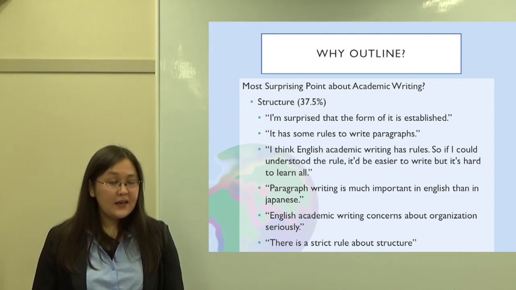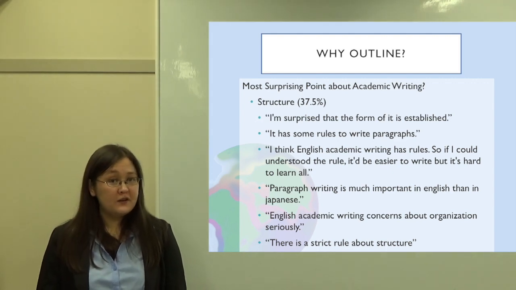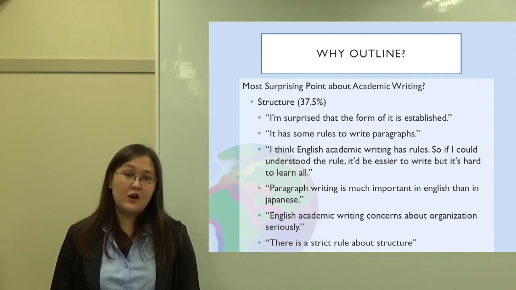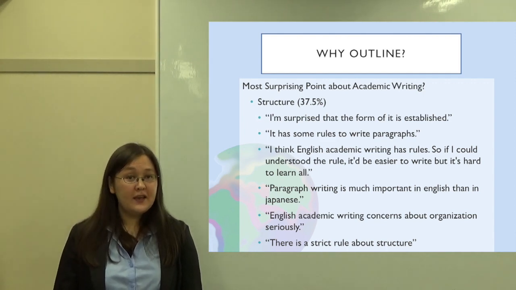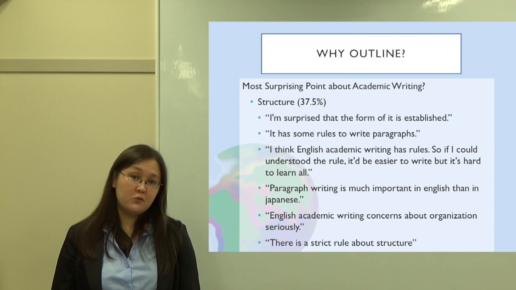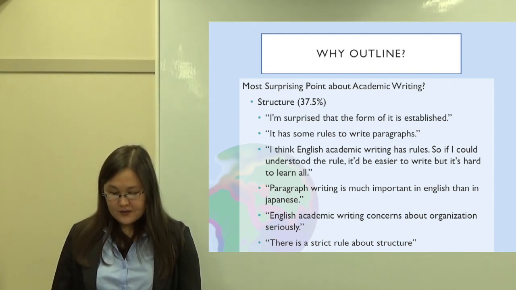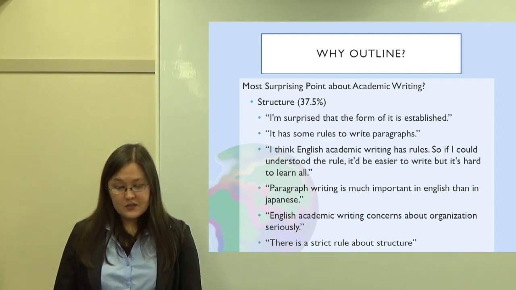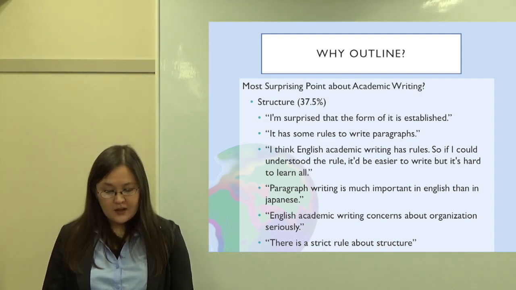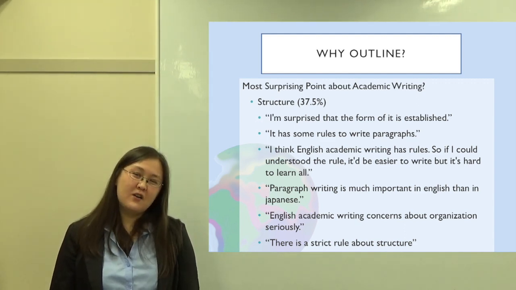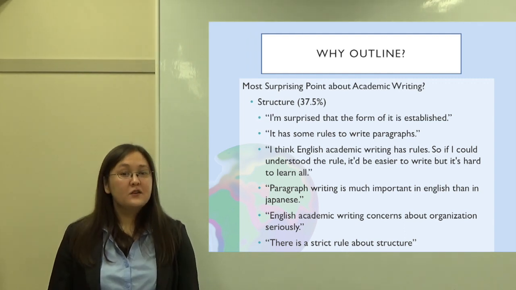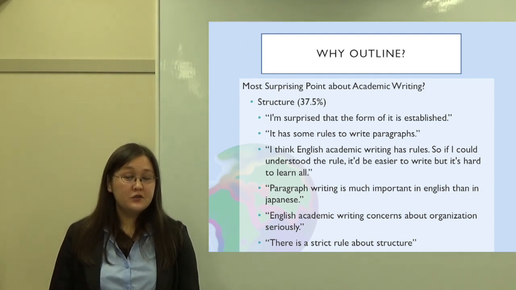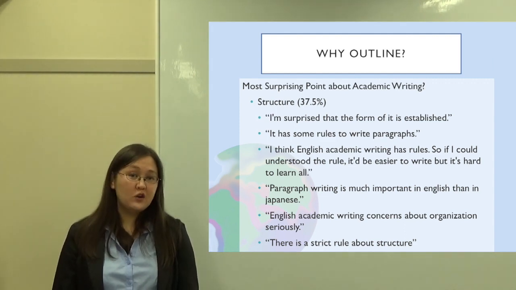One student said, "It has some rules to write paragraphs." That is correct. Every paragraph needs its own claim. That's a conclusion of the premises. Another student said, "I think English academic writing has rules. So if I could understand the rule, it'd be easier to write, but it's hard to learn all." So I agree. It's important to learn step by step the rules. Right now, we're in the outlining step.